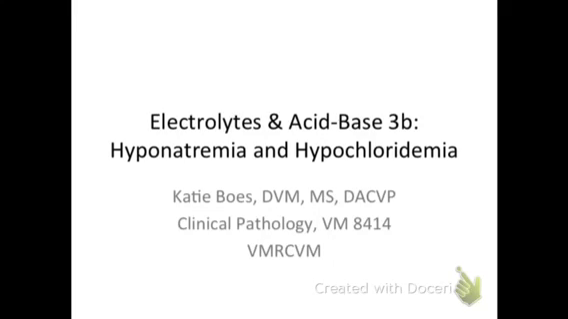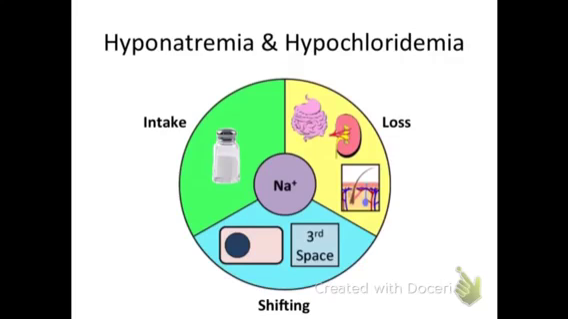This lecture is going to be on causes of hyponatremia and hypochloridemia. This figure is a summary of sodium and chloride dynamics in the body. Sodium and chloride are acquired through the diet, and sodium and chloride can shift between the blood and the intracellular space. It can shift between the blood and third spaces, such as the abdominal cavity. And sodium and chloride can be lost in the GI tract, kidneys, and skin.